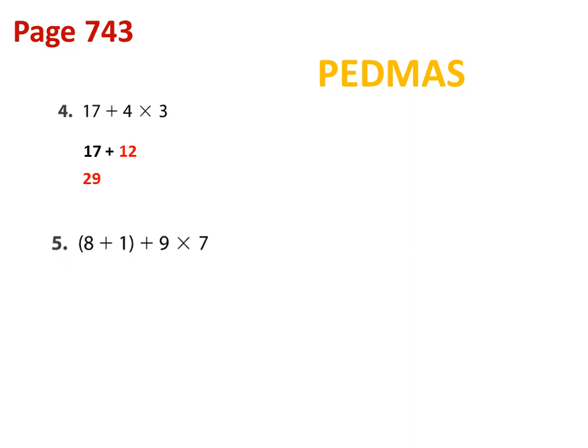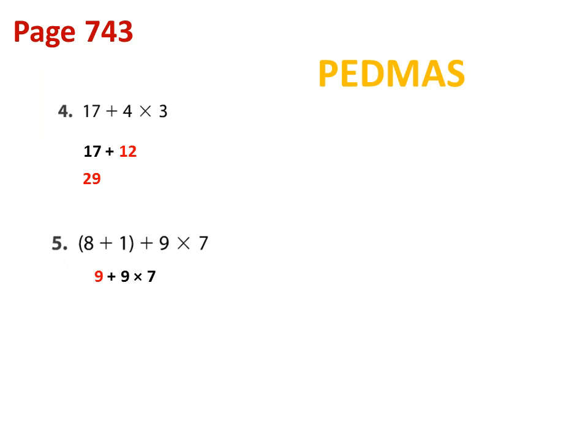Of course, we have parentheses. So do the operation inside the parentheses. It's addition operation. So add 8 plus 1. 8 plus 1 is 9. And 9 times 7 stays the same. Yes. What after?